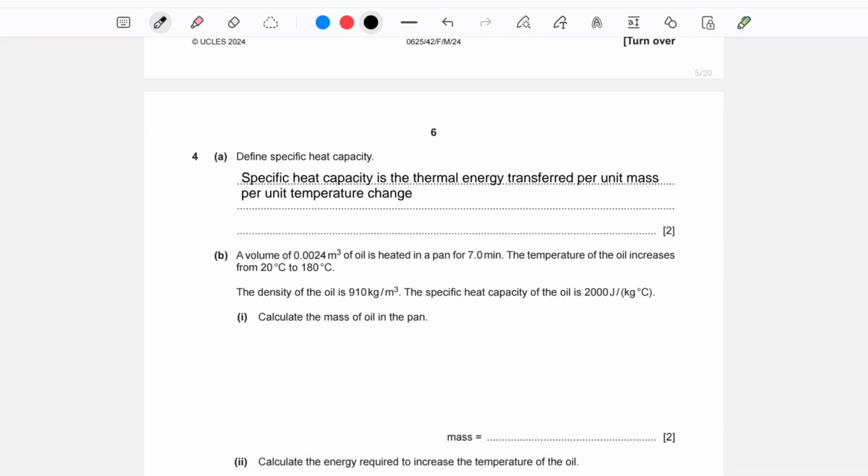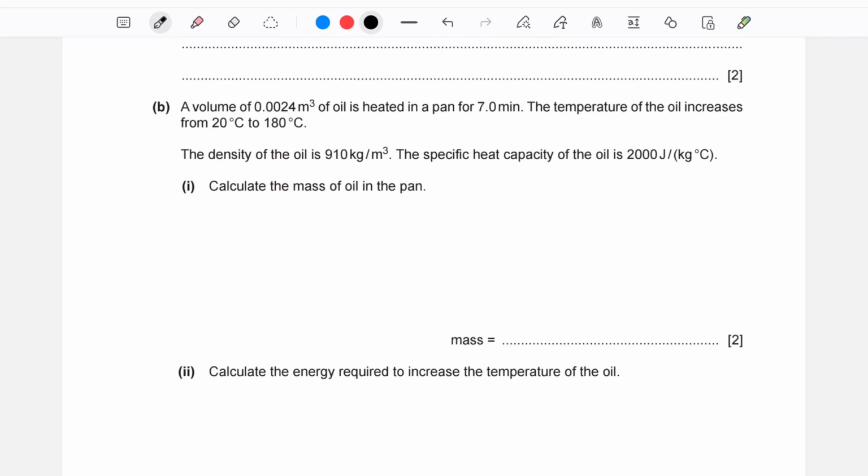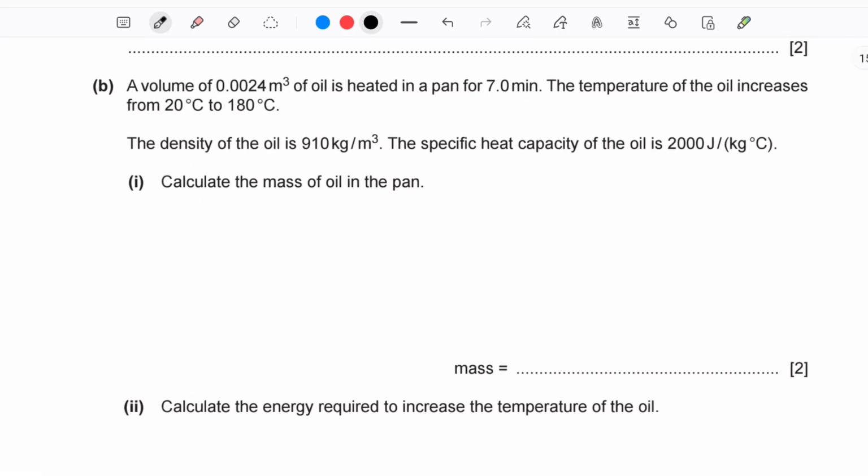Question 4. Define specific heat capacity. Specific heat capacity is the thermal energy transferred per unit mass per unit temperature change. A volume of 0.024 meter cube of oil is heated in the pan for 7 minutes. The temperature of the oil increases from 20 degrees Celsius to 180 degrees Celsius. The density of the oil is 910 kg per meter cube. The specific heat capacity of the oil is 2000 joules per kilogram degree Celsius. Calculate the mass of the oil in the pan.